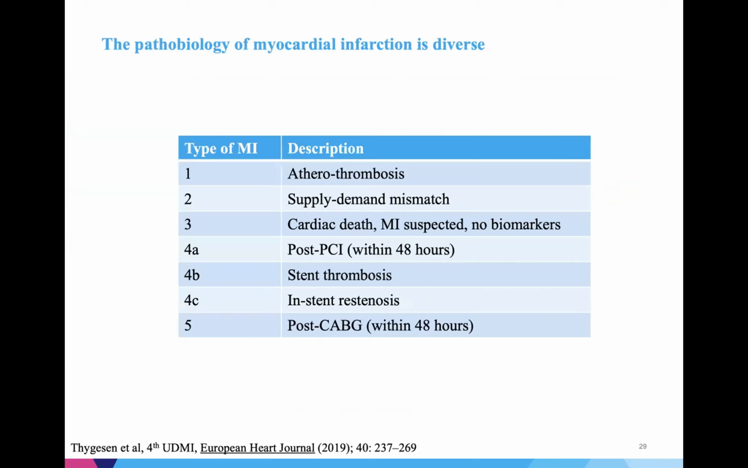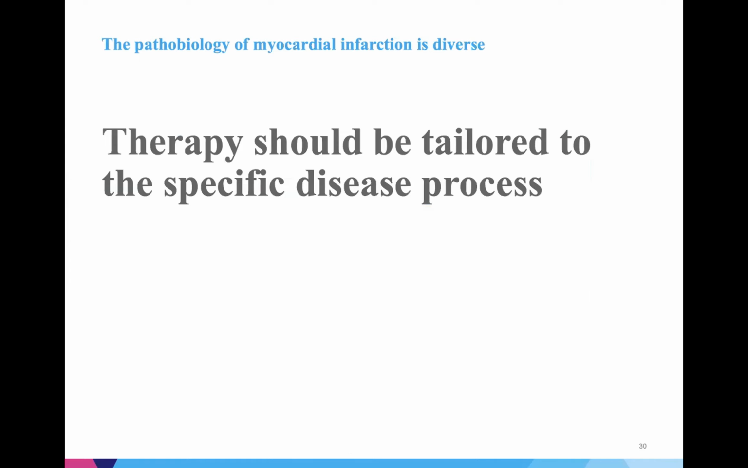There are more MIs than type 1 and type 2. This is the full list of the subtypes of MI that are listed in the universal definition. Type 1 and type 2, as we mentioned. Type 3 means that you had sudden death before we had a chance to measure your blood work, so we never actually got to check a troponin. The type 4 MIs are all related to MIs after undergoing percutaneous coronary intervention. And type 5 are MIs that occur within the 2 days after bypass surgery.